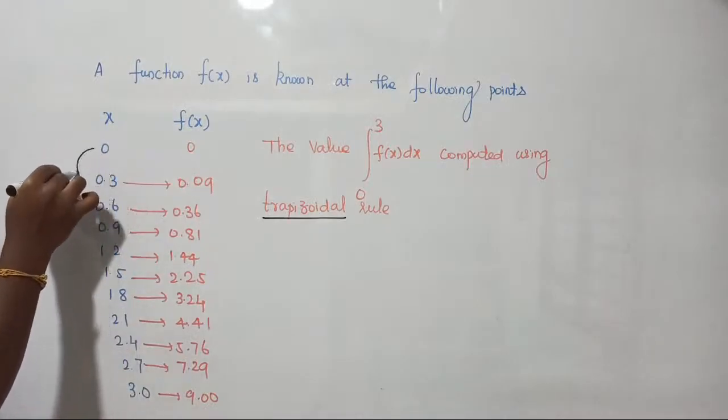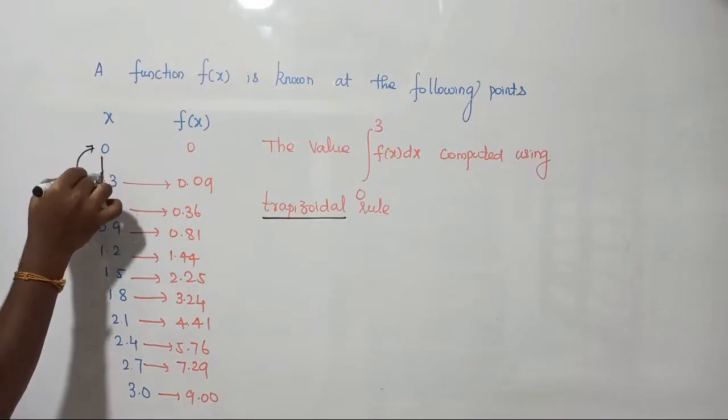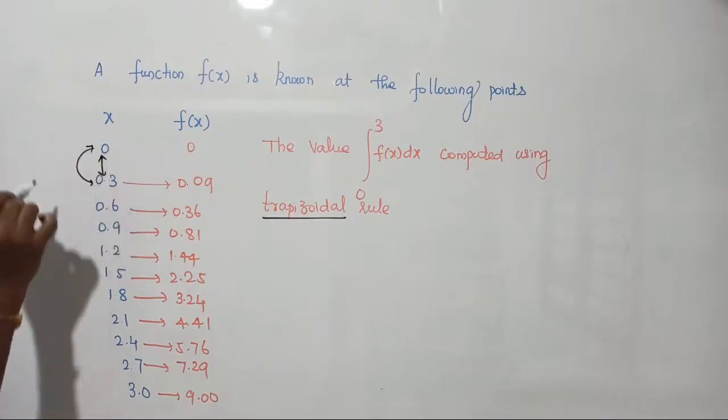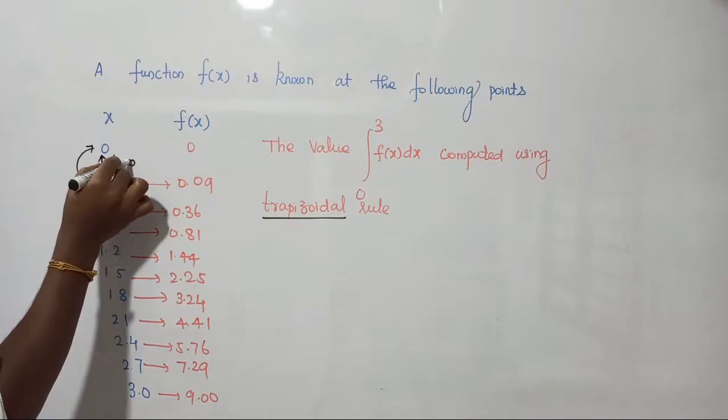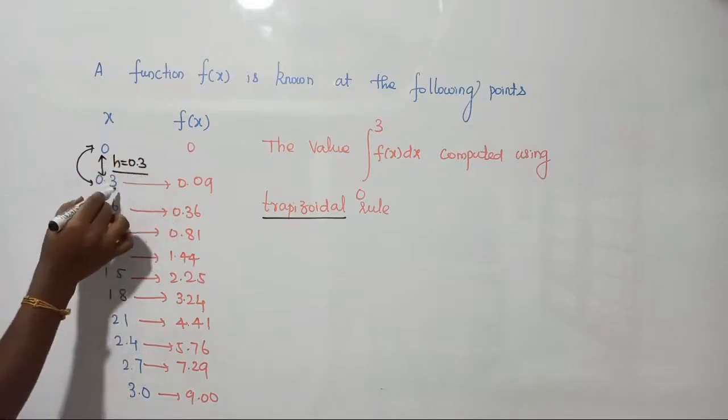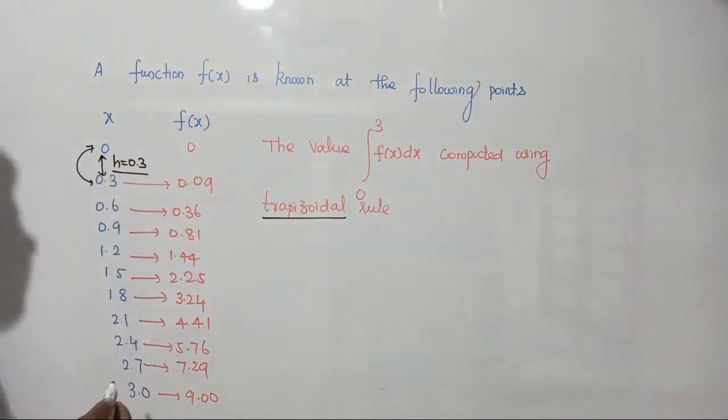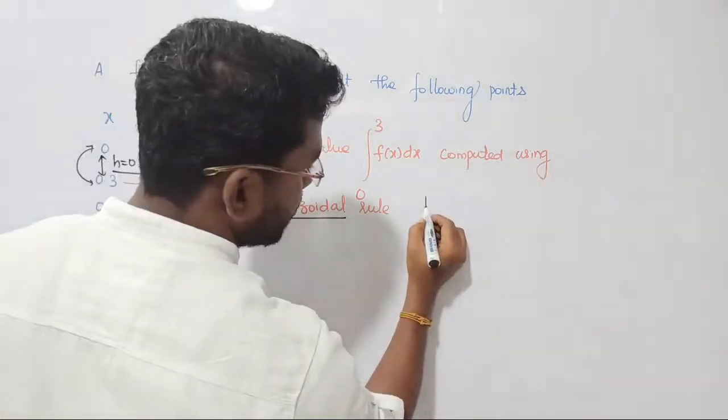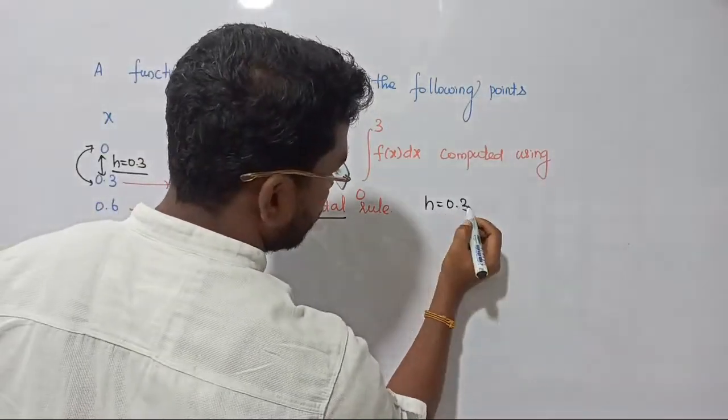While going from the first person to the second person, just see the difference between these two, 0 to 0.3, so step size h equal to what? 0.3, right? With 0.3 they are increasing the values. Fine, that is enough. So I know step size, that is 0.3, first one.